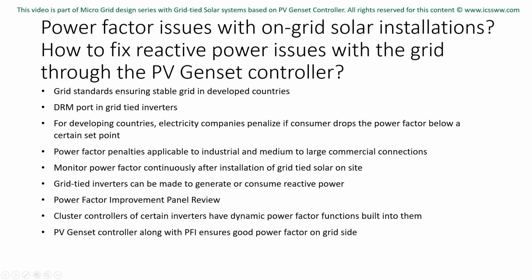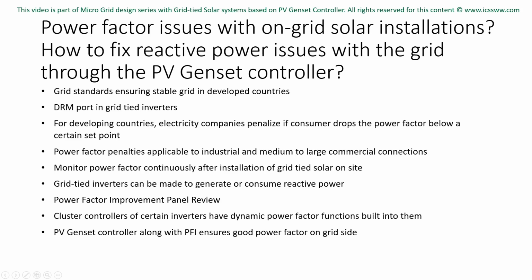For developing countries with weak or obsolete grid infrastructure, they charge penalties on the grid electricity bill if the consumer drops the power factor below a certain point. Domestic and small commercial consumers are usually waived off from these penalties because electric supply companies have already accounted for such losses in their tariffs. For medium or large commercial or industrial consumers, these fines or surcharges are applied.